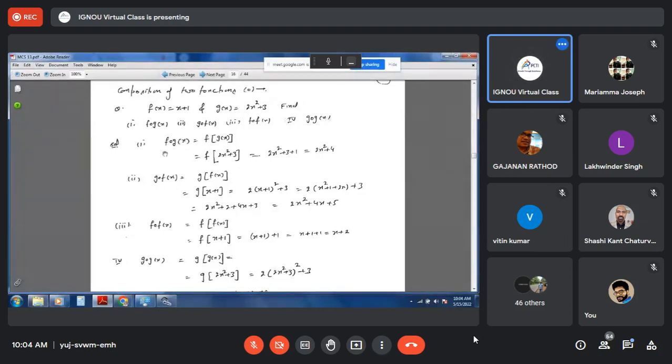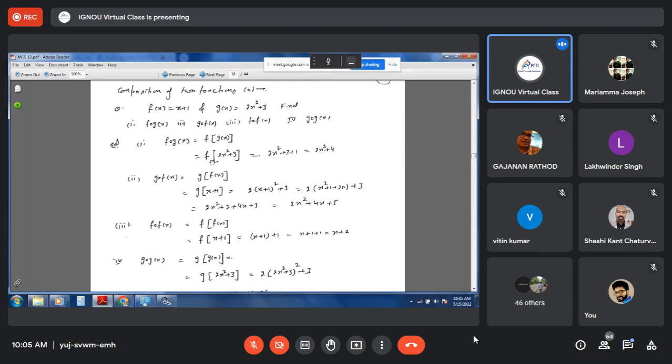Then how to find it? f composition g. See the definition, see carefully. f, put the bracket g of x, it is the definition. It means image of g in f. But how to find it? Simply, first of all, the definition: f composition g of x is equal to f of g of x. Now, put the value of g of x. Here it is g of x, 2x square plus 3.